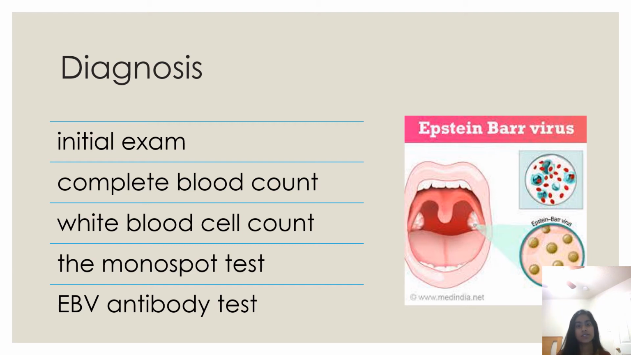Then there's also the monospot test. In this test, the doctor's looking for high numbers of a specific antibody called the heterophile antibody that the body usually produces in response to specifically the EBV pathogen. Then there's also the EBV antibody test, in which they're looking for just EBV antibodies, which also are only produced in response to the Epstein-Barr virus.